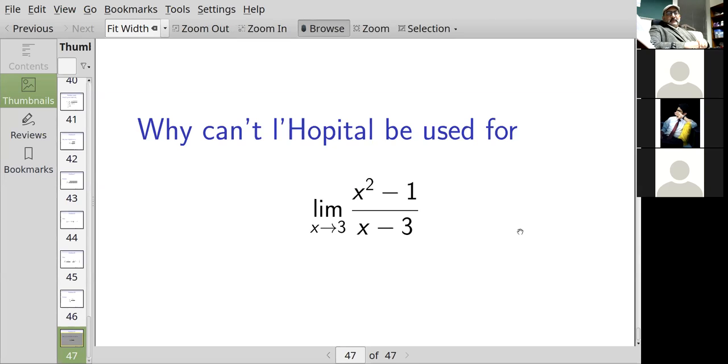So we simply get 8 over 0. You would get a required form from it, 8 over 0, and that's not a form that L'Hopital can help you with. We get straight to the answer. So you cannot use L'Hopital's rule over here.